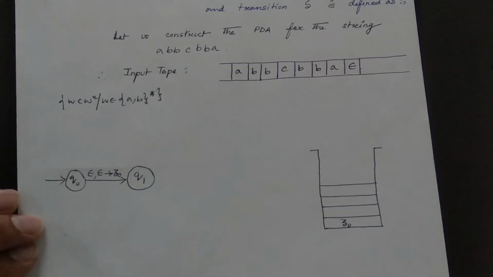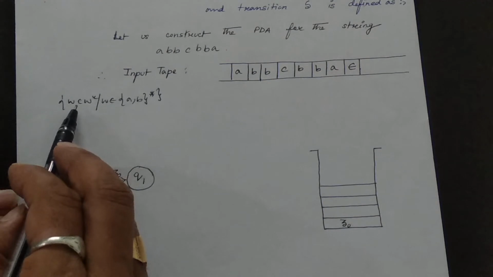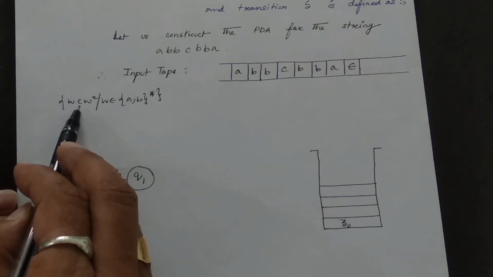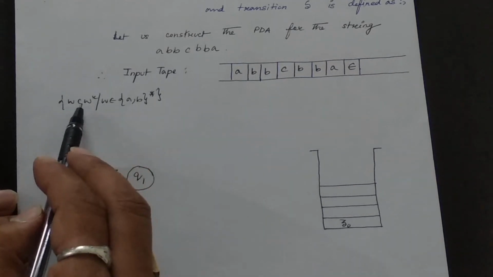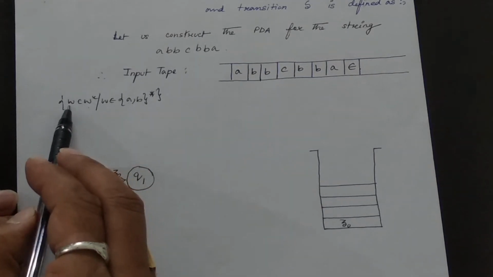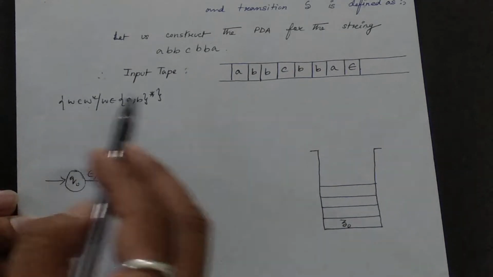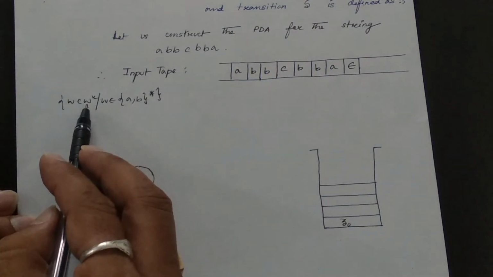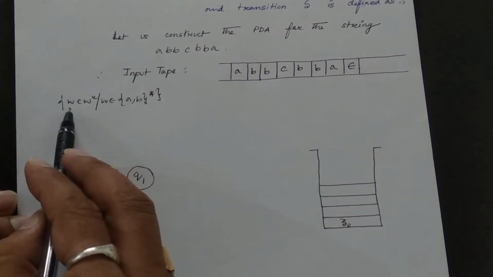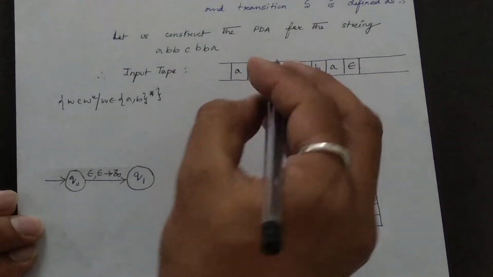Now the concept comes here. Look into the string: W C W to the power R. This C is a differentiator between this W and the reverse of that particular string. Correct? So that means whatever string is before this C, you have to push it to the stack. And the reverse, you need to read and pop this particular string that you have already pushed. Clear? Again, I'm repeating.